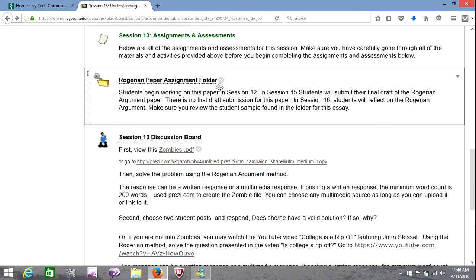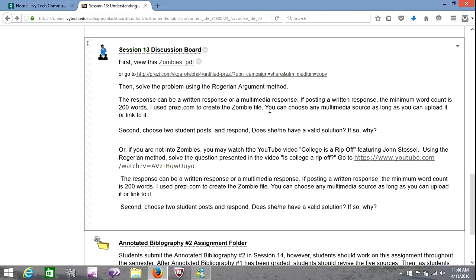All right, before we get to an example, there is a discussion board, and there are 2 possible topics to write about. Zombies in a PDF document and a Prezi. I've looked at both of these. They are largely the same. They're 2 different views of the same thing. And the second one is a YouTube video. It's a little bit dated, but I think it still raises some valid points on, is college a ripoff?